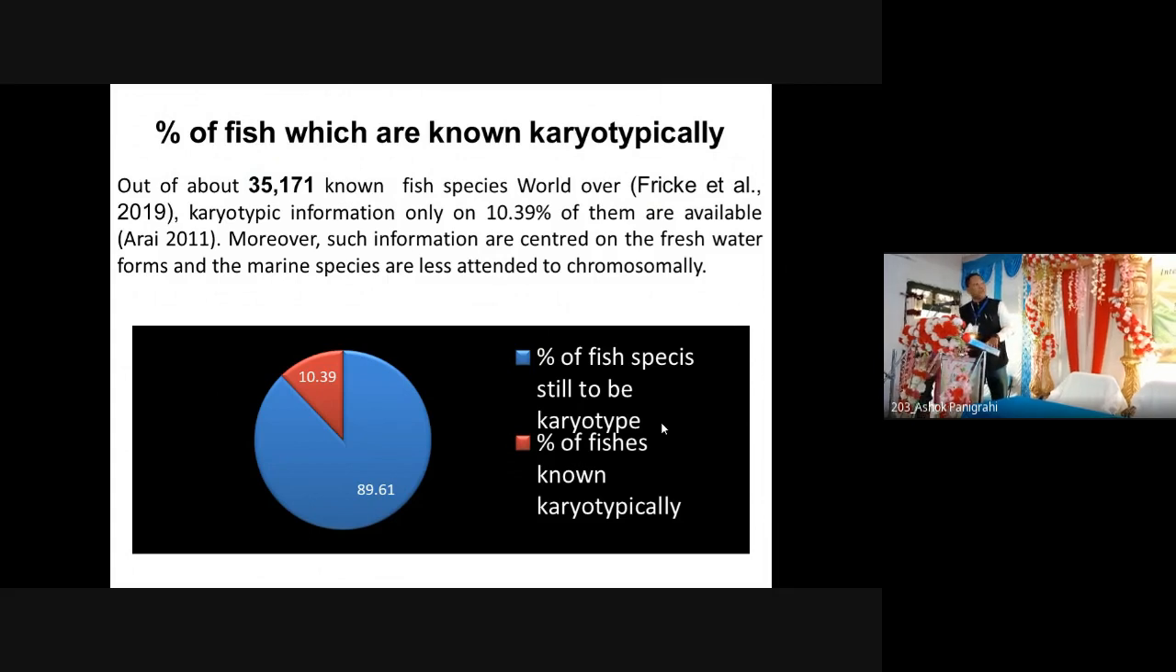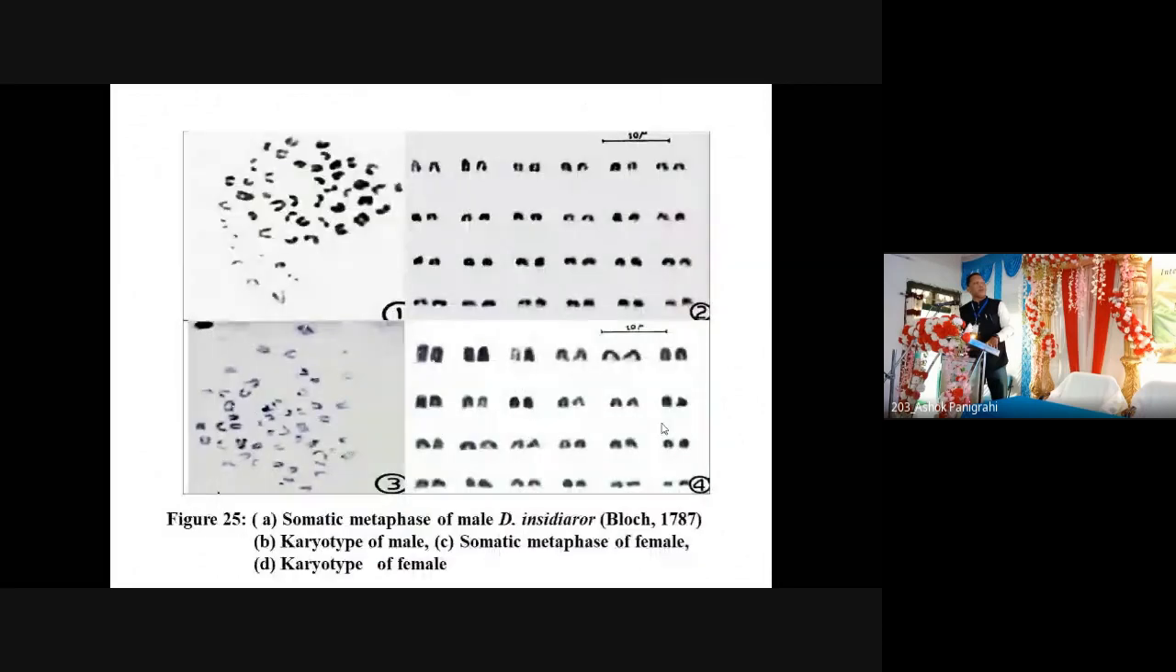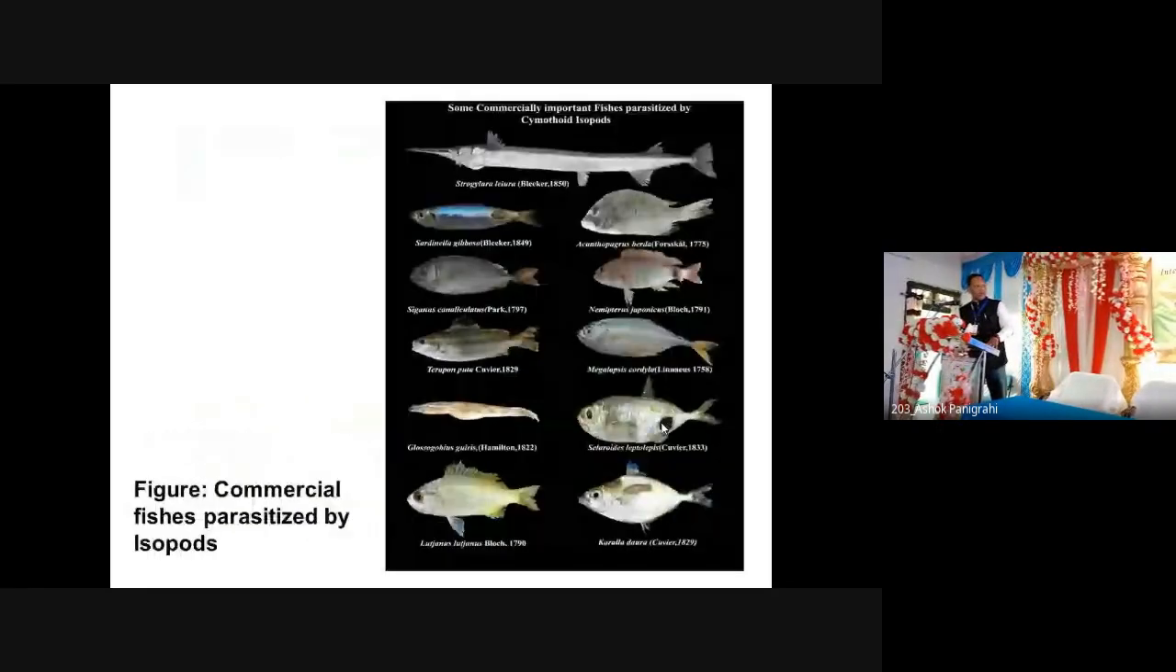So we need to train some students to work on karyotyping. Karyotyping also gives good results. You can do a lot of things with it, such as in artificial breeding. Karyotyping also plays a significant role. I am skipping, as the time is not there.